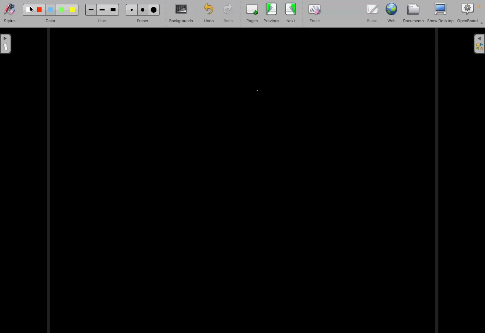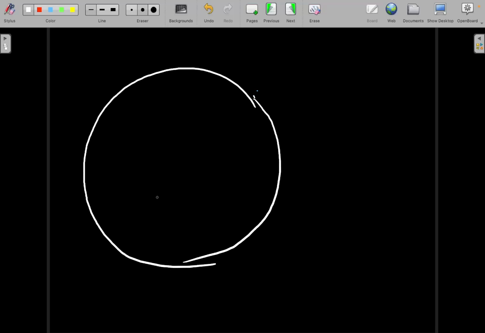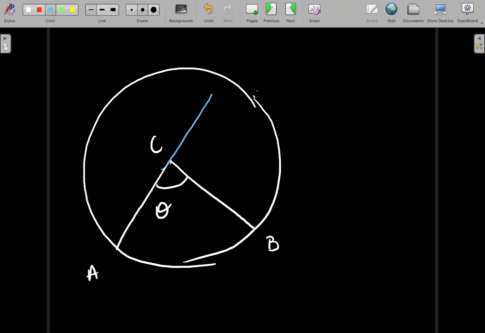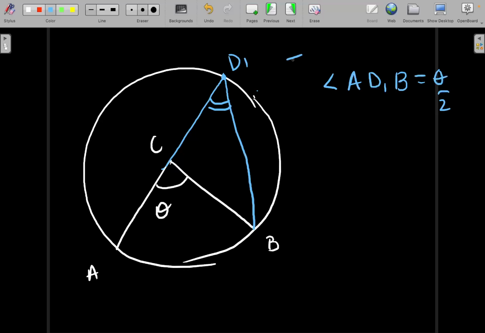So I have the circle, and I'm going to try and prove that if this angle is theta, then this angle is going to be theta by 2. This point I'm going to call D1, and this angle is what we are gunning for. Angle AD1B is equal to theta by 2, and I will write this to prove that.